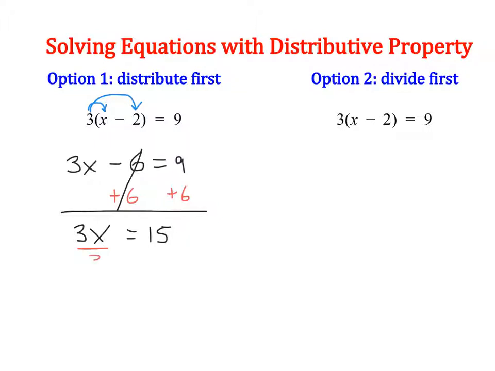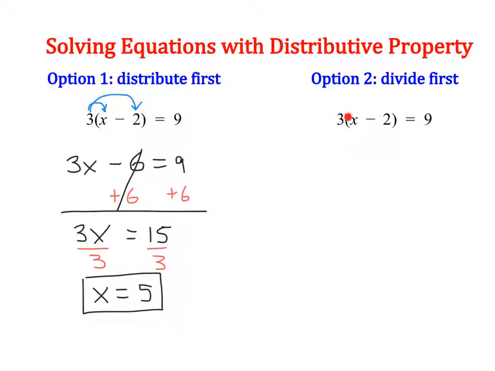And then I'm going to divide both sides by 3. And I have 1x, 3 divided by 3 is 1, so 1x equals 5. So we're done. So that's not too bad. But let's see what happens if we try option 2, which is to divide first. So here I have 3 times x minus 2. We're going to treat x minus 2 as a single term because it is grouped together.